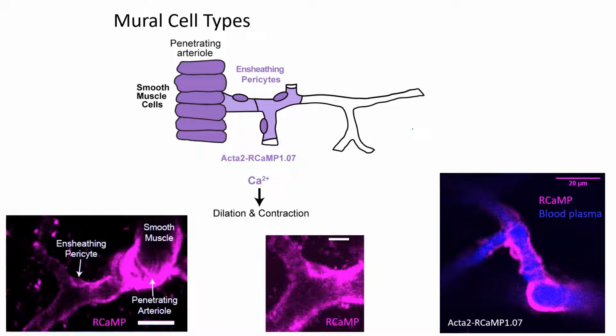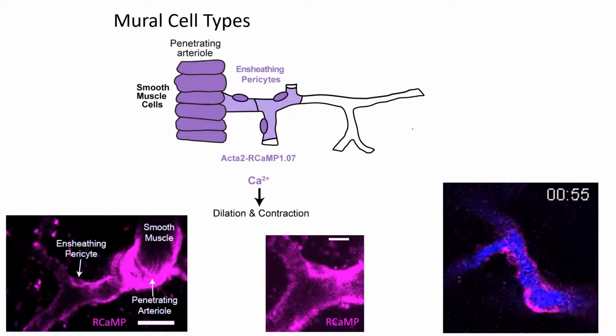We use ACTA2 RCamp 1.07 transgenic mice to visualize calcium transients in these cells through the expression of the genetically encoded calcium indicator RCamp. Calcium plays a strong role in contraction of these cells and blood flow control.